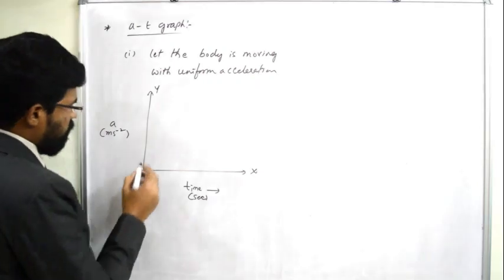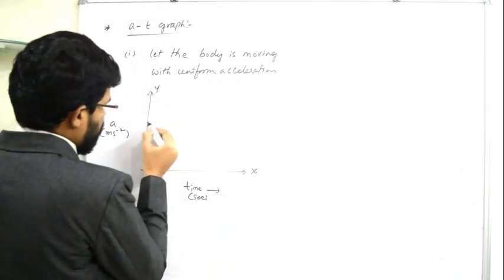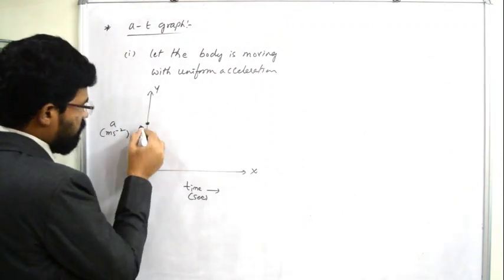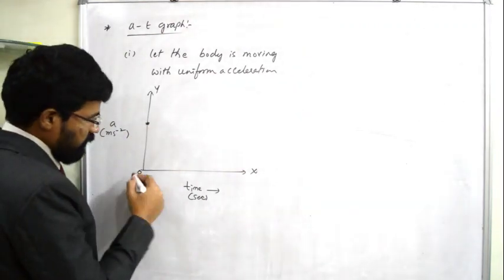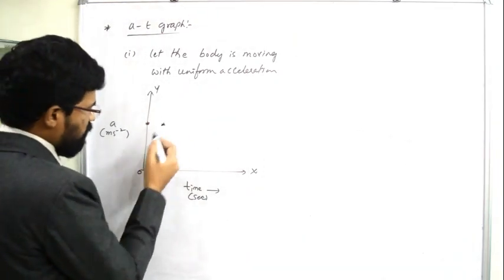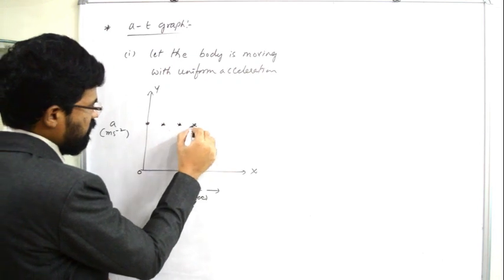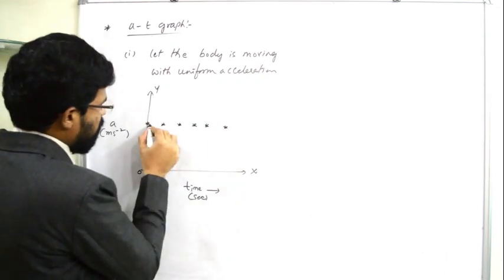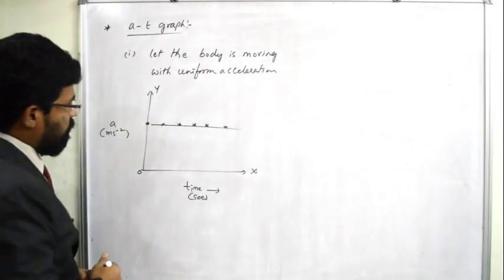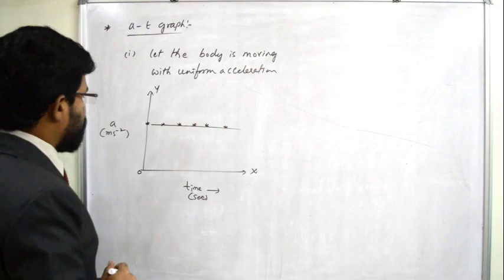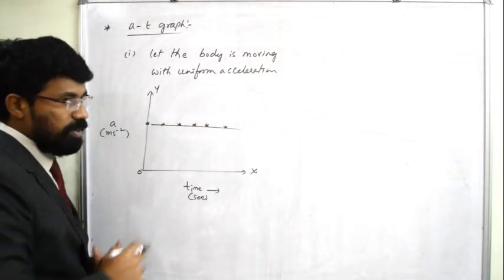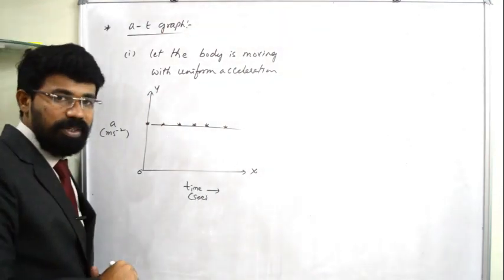If it is having a constant acceleration, what will you have? You will have a straight line, isn't it? At time t equal to 0, let us say it has some acceleration a1. As the clock is ticking, there is no change in the acceleration. Again, the point is same, a1. Again, it is same. When you join all these points, what you will get? You will get a straight line parallel to the time axis. So this is the graph that gives us uniformly accelerated motion, isn't it? So if a body is undergoing uniformly accelerated motion, you will have a straight line parallel to time axis.